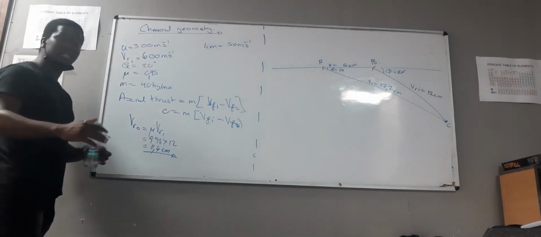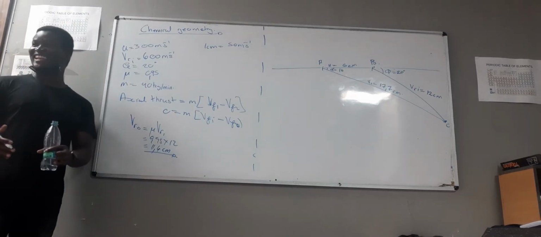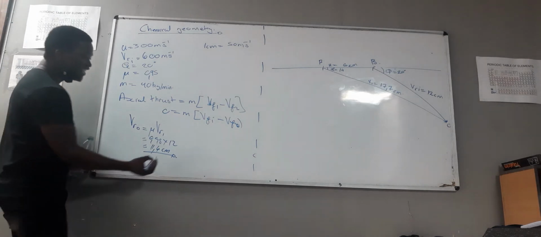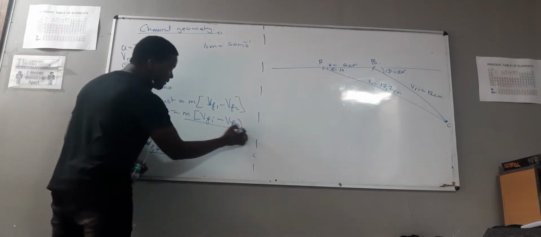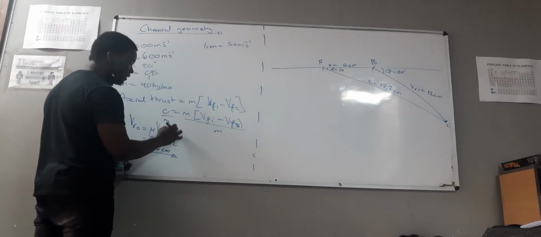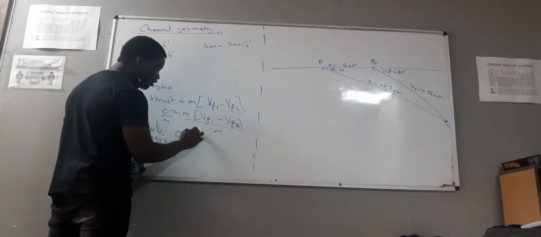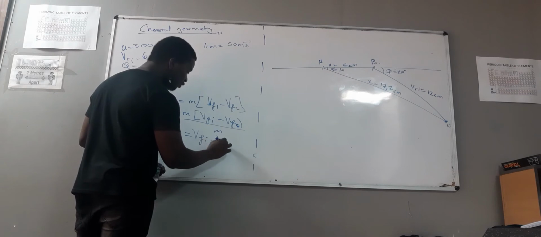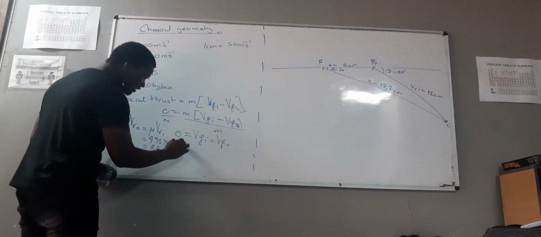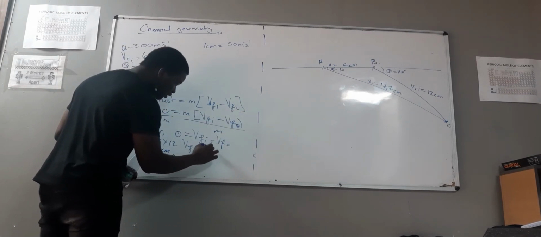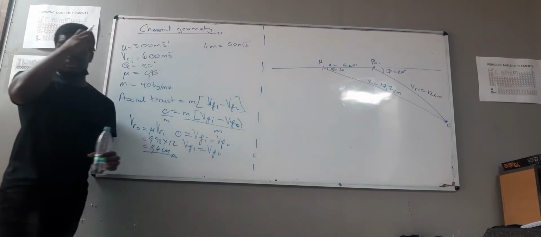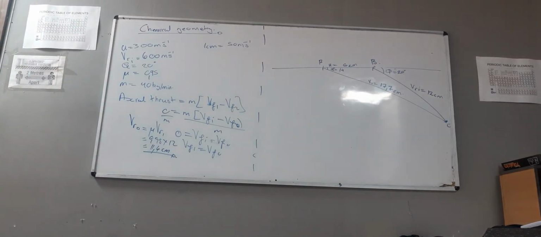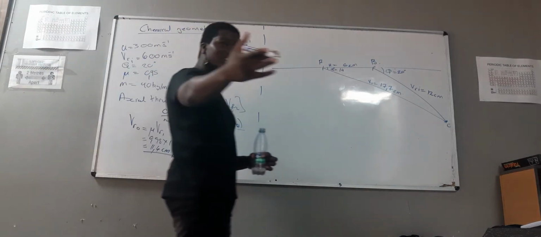Now, if you do your mathematics, right? Don't be scared. Don't worry. If you do your mathematics, divide both sides by m, and you'll be left with 0 is equal to VF1 minus VFO. If you do your mathematics, VF1 is equal to VFO. Are we together? Does this make sense? Okay, it's coming along, right?